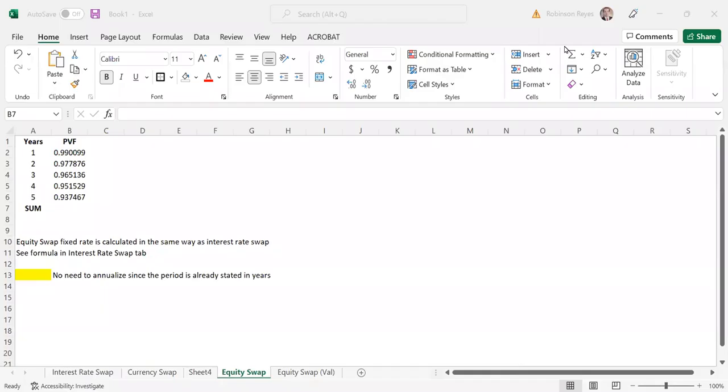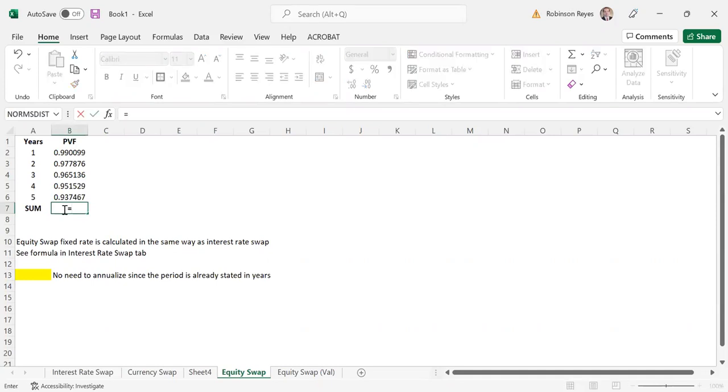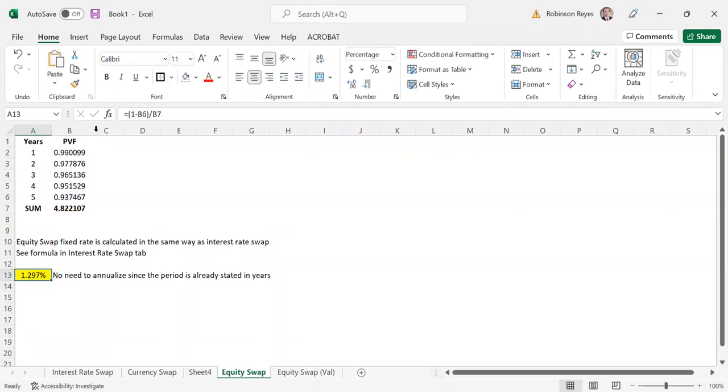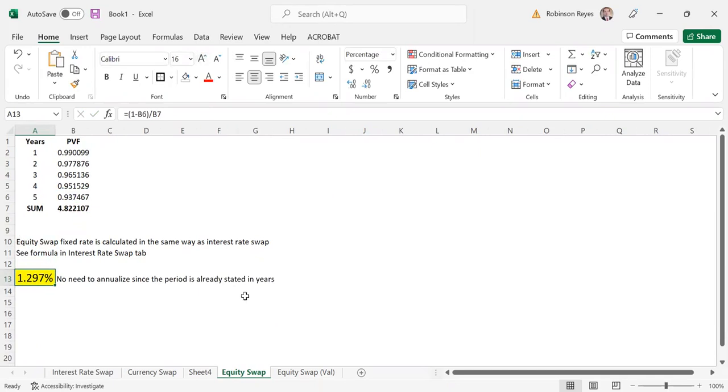Hi to all. In this video, we will calculate briefly the price and the value of an equity swap. Surprisingly, it's going to be rather straightforward and simple because it is calculated exactly in the same way as an interest rate swap. So the first step is we just need to add all of these present value factors, and then we just use the same formula we have used before, which is 1 minus the terminal present value divided by the sum of all the present values, and that is the price of the equity swap.